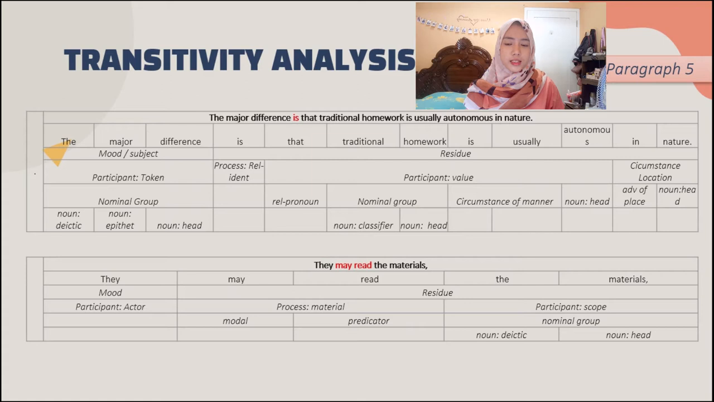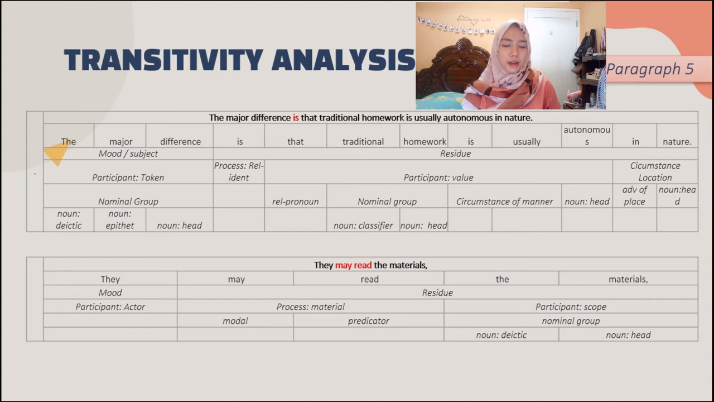The first clause is: they may read the materials. They is a mood or subject, and may read the materials is a residue. A residue consists of the predicator and the words until the end, and this clause is a material process. Because the process is material, we know that the participant actor is they, and the materials is a participant goal. May read is a verbal group which consists of modal and the predicator, and the materials is also a nominal group. There is a noun deictic, and materials is a noun of head.